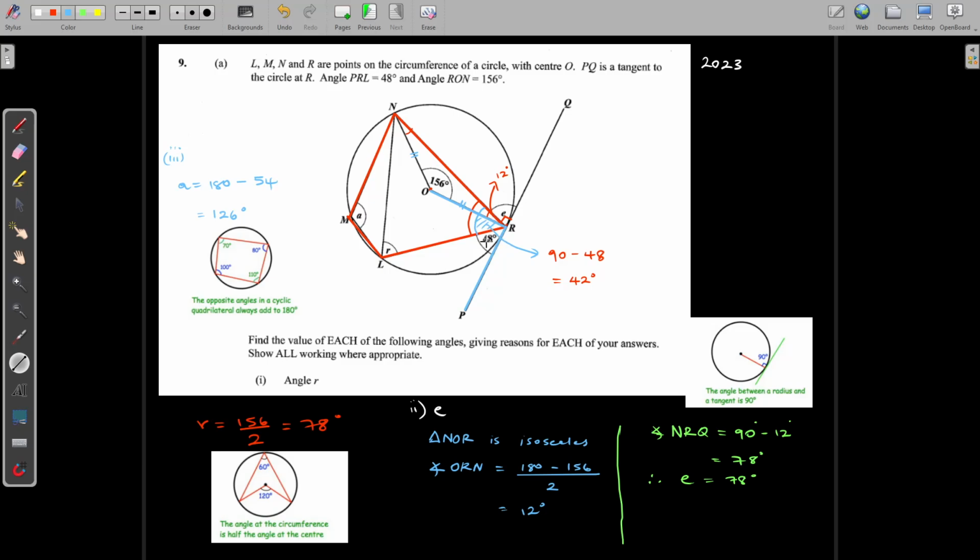So if we know that this piece is 48, that means this inner piece shaded in blue must be 42. So if this piece is 42 and over here is 12, we simply add both of them and we get the 54. And we'll subtract from 180 because the entire angle over here is 54. Subtract from 180 to get what angle A is. Okay, thank you. Alright, so let's look at another one.